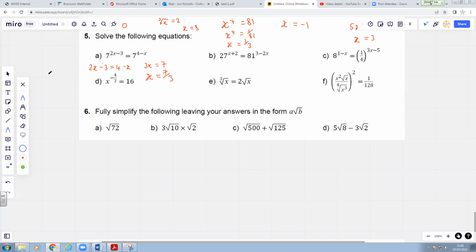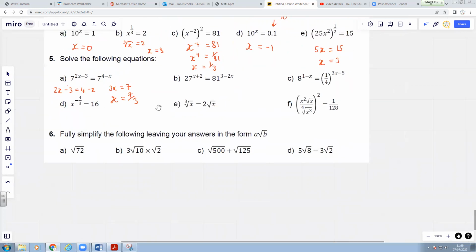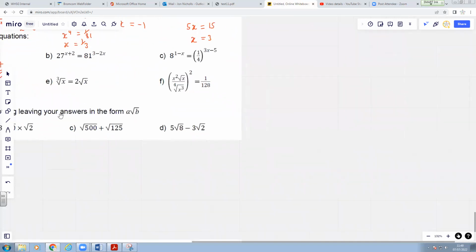Hopefully you're happy with that. Now, B is where it starts getting interesting. I might give myself some more space for this because these are a little bit tougher. If you ever see an equation you've got to solve with powers where you can't identify the link between 27 and 81, look for a power which they share in common. So 27 is 3 cubed to the power of x plus 2, and 81 is 3 to the power of 4 to the power of 3 minus 2x. So you want to know your powers. And then you're going to multiply there because it's a situation of x to the a to the b.